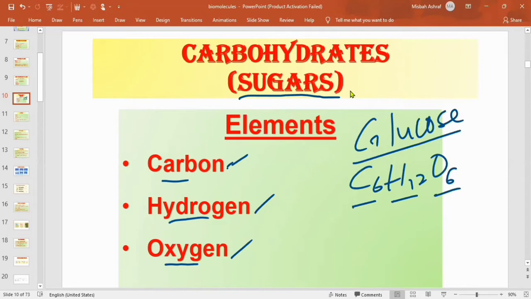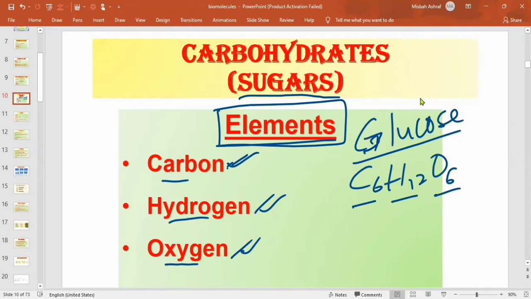If the question comes that you have to write down the elements, right? Elements will be carbon, hydrogen, and oxygen. And if they ask you about the smallest unit or the monomer, the smallest unit or the monomer is actually the glucose molecule, because sometimes students write down glucose when they are asked about the elements present in the carbohydrates, right? So the elements are carbon, hydrogen, oxygen.